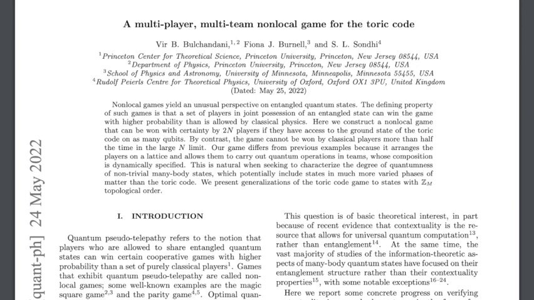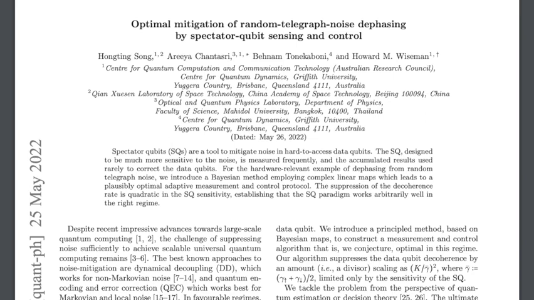Next paper, optimal mitigation of random telegraph noise dephasing by spectator qubit sensing and control. This is one of two papers by, I think, largely the same author list on spectator qubits. Spectator qubits are when you have some qubits sitting in your quantum processor that are just there to feel the effects of noise that are also being felt by the qubits that are actually involved in your algorithms. And then you measure the spectator qubits to get a sense of what's going on in the actual algorithmic qubits.